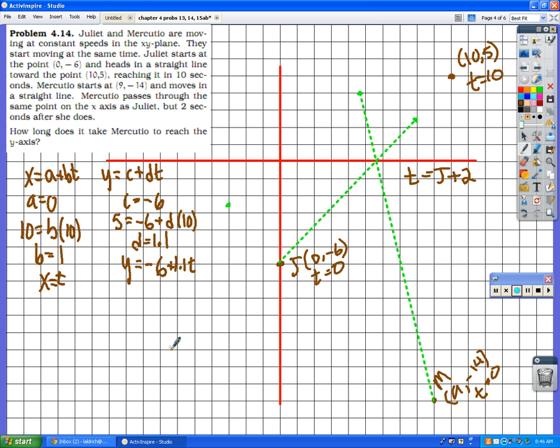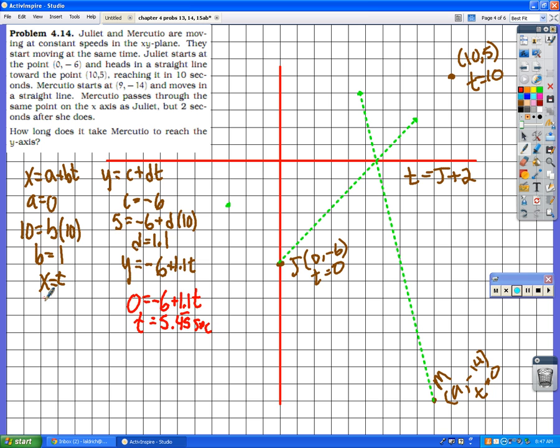All right, what are we going to do with those? We're going to find out where she crosses the x-axis. How do we do that? Y equals 0. Okay, so when y equals 0, that is at -6 plus 1.1t. So if I add 6 to both sides and divide by 1.1, that happens at the time what? 5.45 repeated.